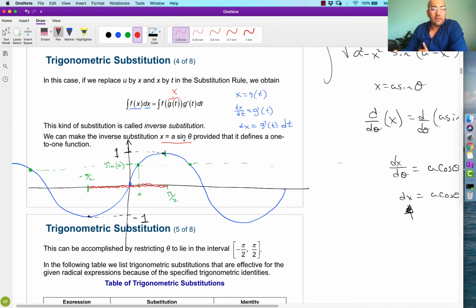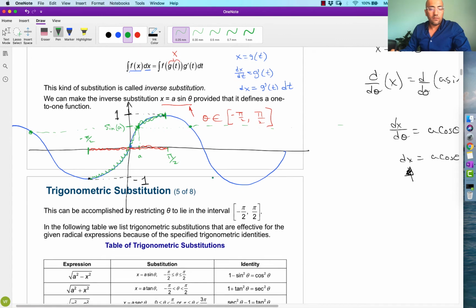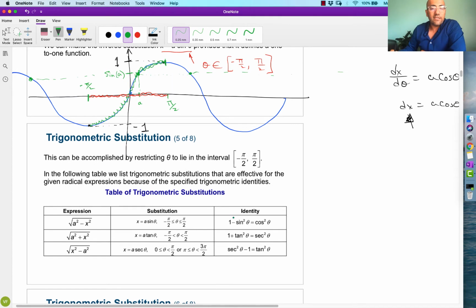Okay, so when we make this substitution, we also make that restriction. Theta has got to be some angle between -pi/2 and +pi/2. That guarantees that it's going to be a one-to-one function. Good. So out of the entire sine graph, we're only going to be focusing on this little part from there to there for the sine function. For similar reasons, the cosine function is also restricted, and so is the tangent function.